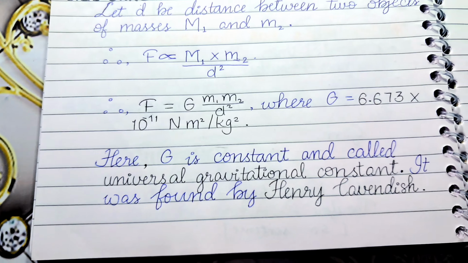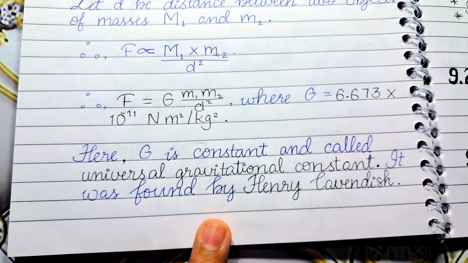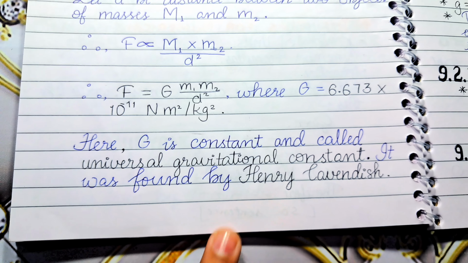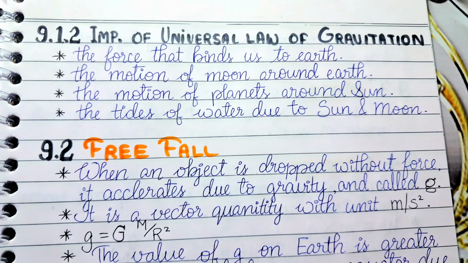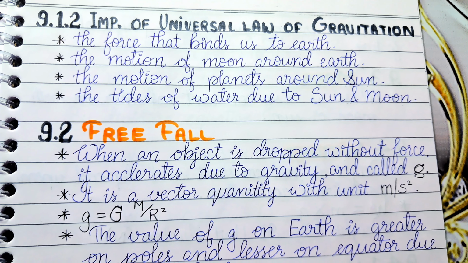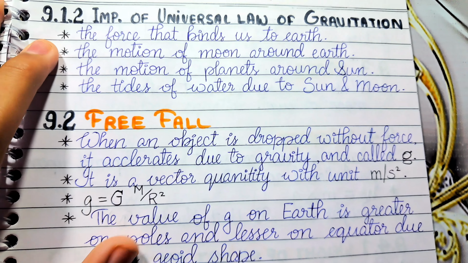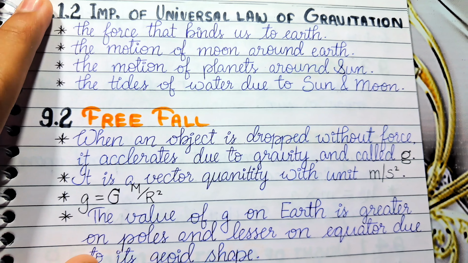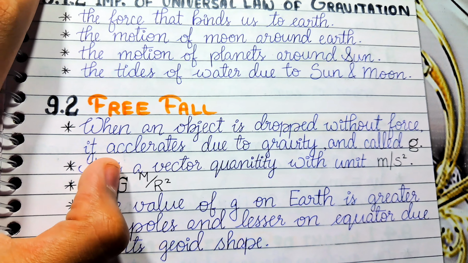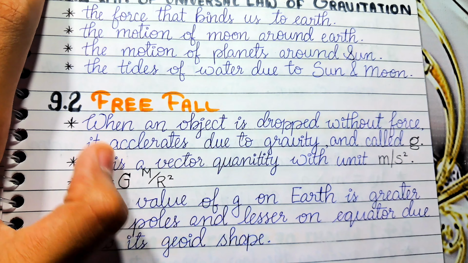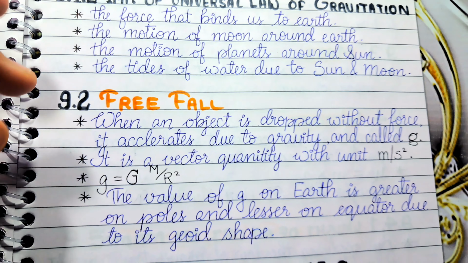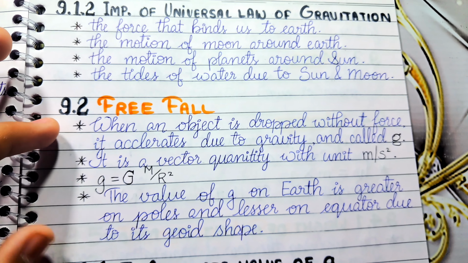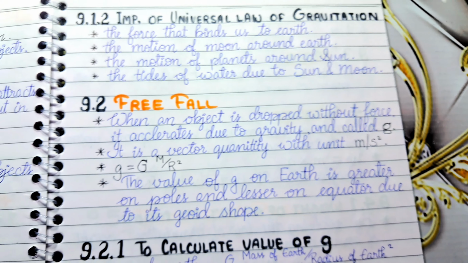Here G is the constant called the universal gravitational constant, found by Henry Cavendish. Here is the importance of it: it binds the Earth, the motion of the Moon around the Earth, the motion of planets around the Sun, and the tides of water due to Sun and Moon are all because of the universal law of gravitation. Then comes free fall, which tells us about g, the acceleration due to gravity.